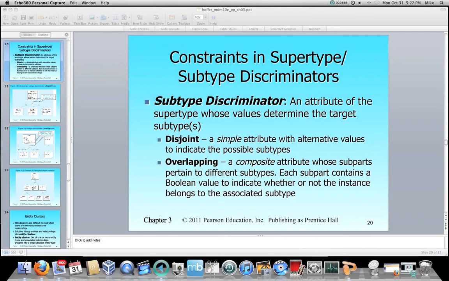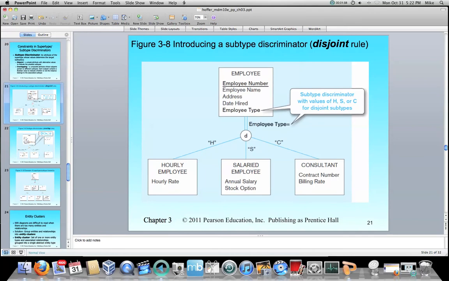So let's take a look at this. In this case, we've got employees, and employees are either hourly, salaried, or consultants. Now we're going to add an attribute to the employee entity called employee type. So now each instance of an employee will have a type. And again, this is a disjoint rule. So now that employee type can only be three values.